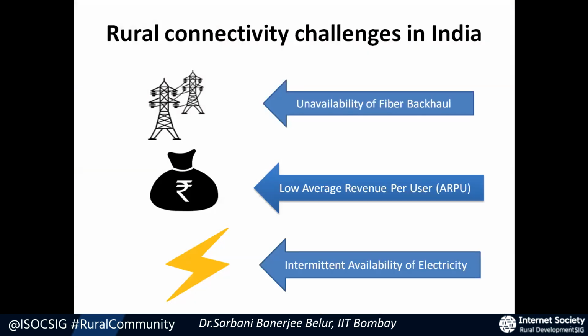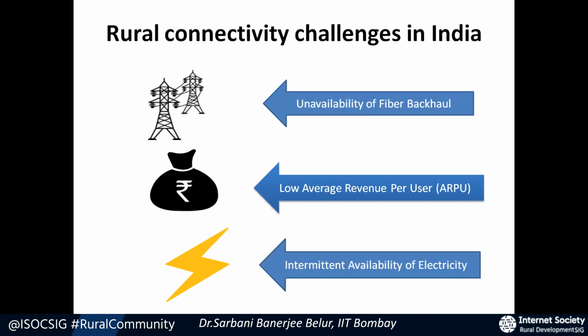Now, rural connectivity challenges in India are basically three. One is the unavailability of a fiber point of presence, or the backhaul, which is often 50 kilometers away or 20 kilometers away from the villages, and thus there is no connectivity in the villages because the fiber backhaul is so far away, very hilly. 80% of India is hilly terrain. That is one of the problems.